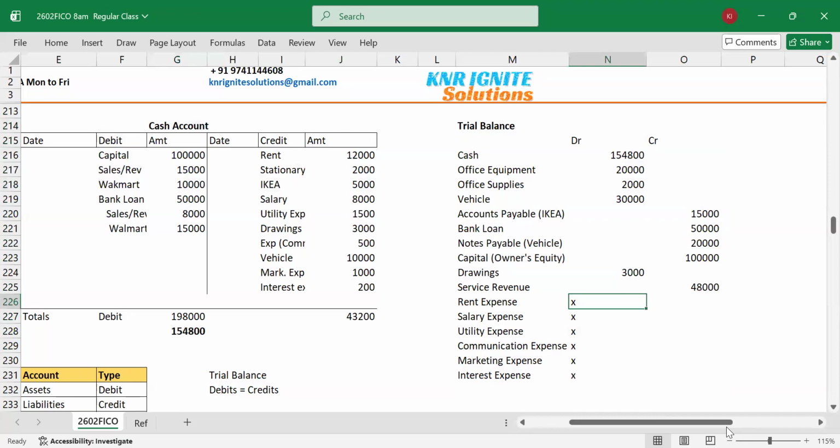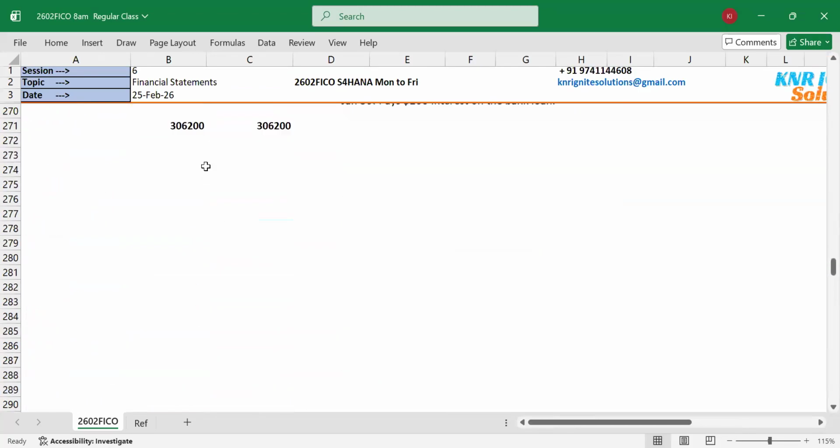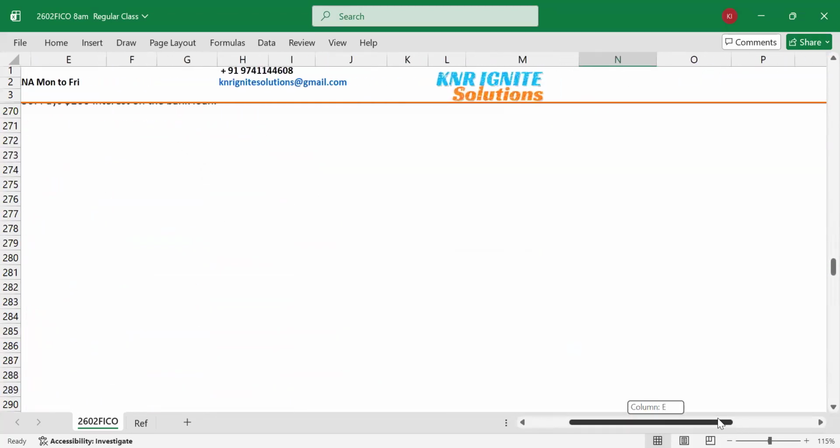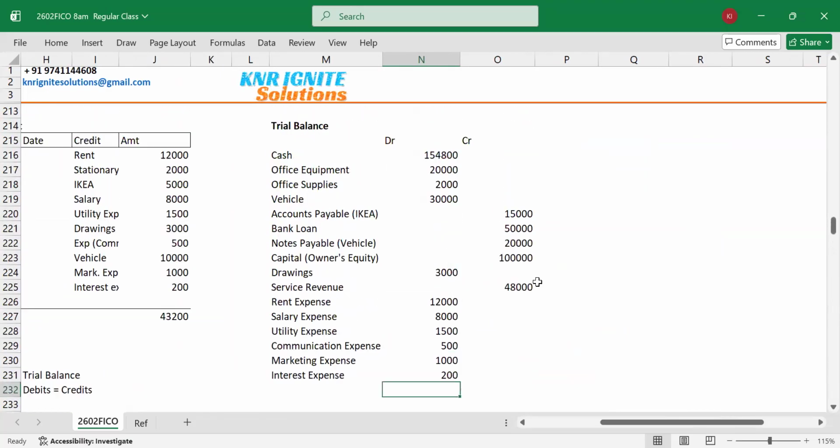Okay. So rent, we have 12,000. Salary, another 8,000. Utility expenses, 1,500. Communication expense, 500. And marketing expense, 1,000. And interest expense, 200. If I consider all these debits and credits, it has to match. It will not match exactly this number. It can be a different number, but debits and credits have to be equal. But don't get confused with the journal entry totals that I showed here.